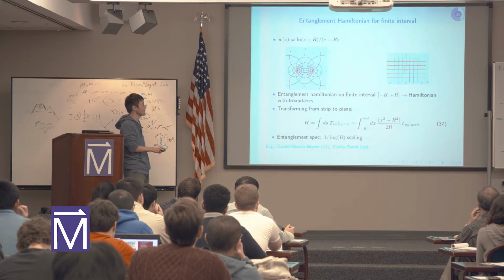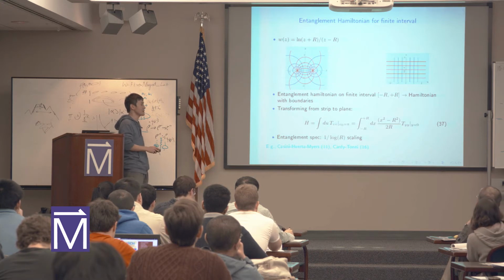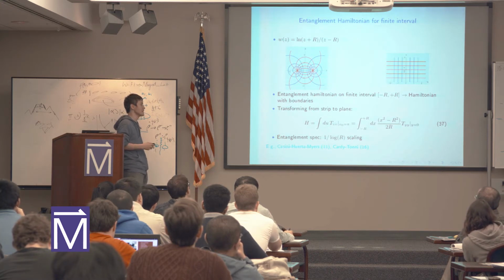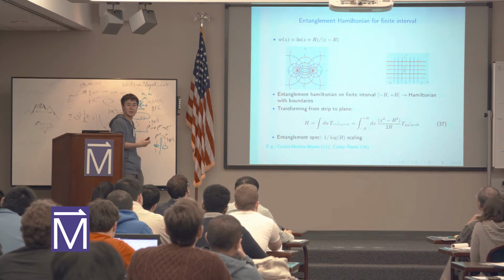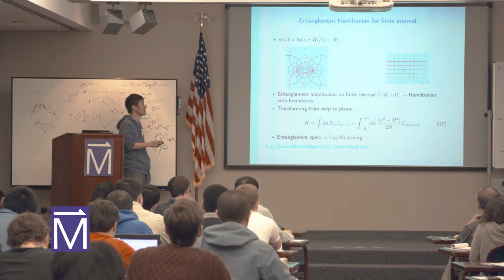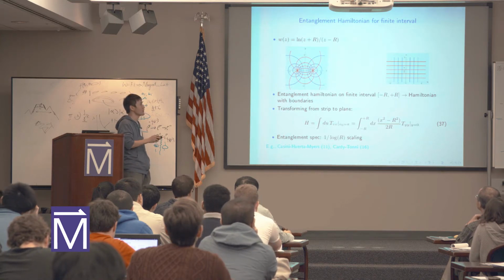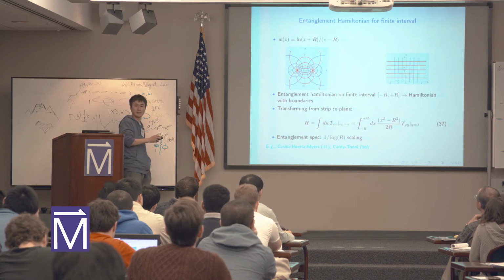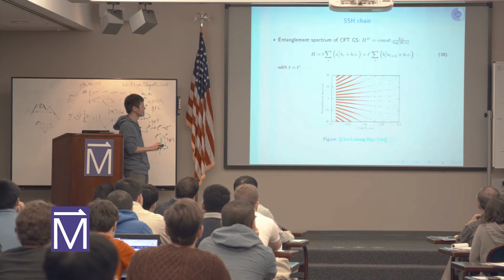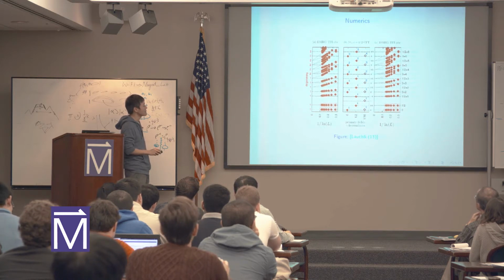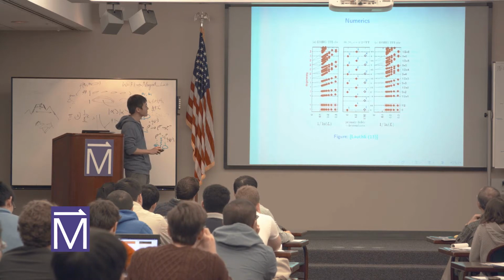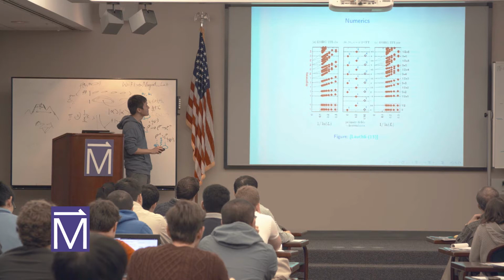Also, from here, it's clear that the spectrum of the entanglement Hamiltonian is related to the physical spectrum of the conformal field theory. It's just the spectrum of the conformal field theory on a finite cylinder. So that means it's not just the level spacing, but we can also match the physical spectrum and the spectrum of the entanglement Hamiltonian. Okay. Right.